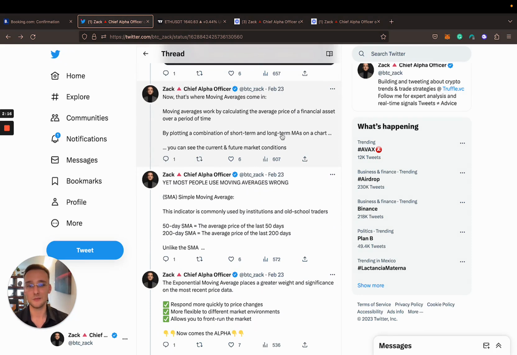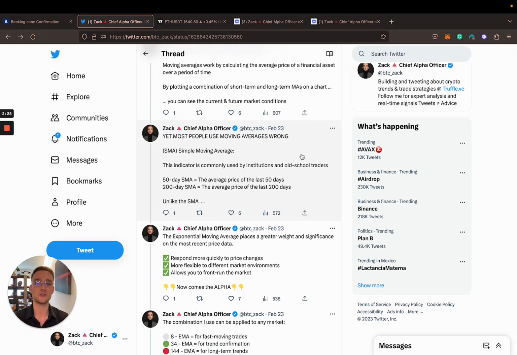And this is where the moving averages come in, because moving averages work by calculating the average price of a financial asset over a specific period of time. Most of the institutions and the old school traders are using the simple moving average, or the SMA, for this. An example would be the 50-day SMA, which essentially equals the average price of the last 50 days. Traders and institutions also use the 200-day SMA, which is the average price of the last 200 days.